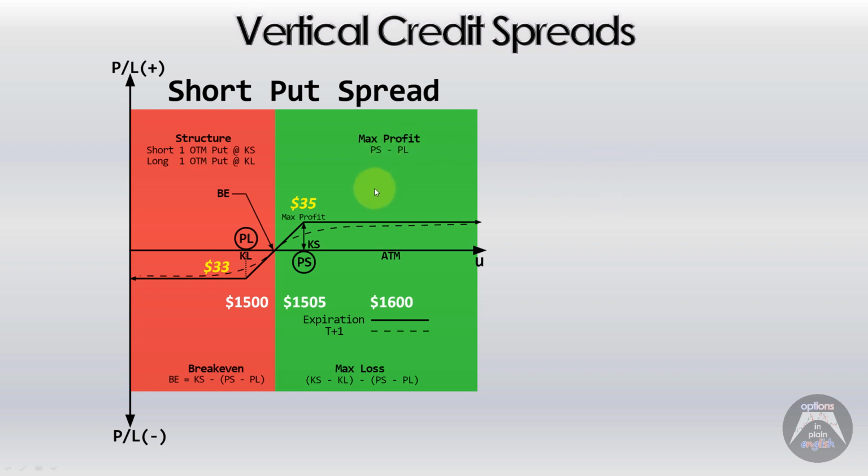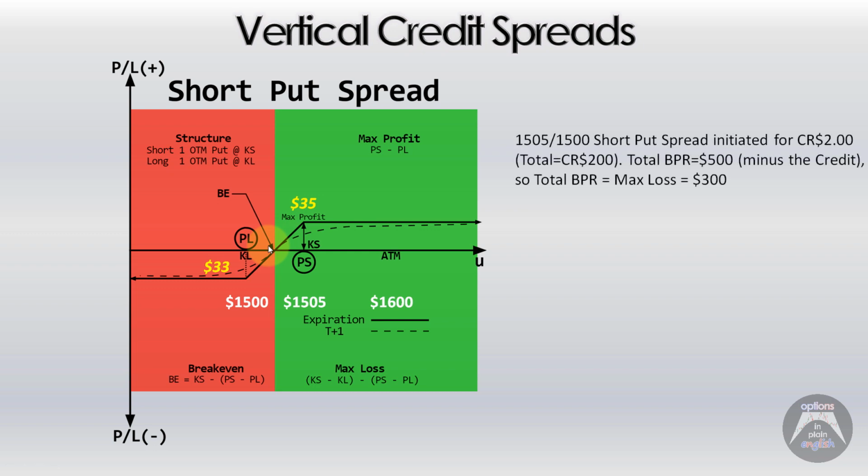So what we're going to do here is sell the put that's at the higher strike, and then buy the put that's at the lower strike price. So we're going to be selling this one, and we're going to be buying this one. Okay, so this is going to be the 1505/1500 short put spread that's going to be initiated for a credit of $2. So a total of $200 in credit, because it's 100 shares for every contract. The total buying power reduction is going to be $500, but we got a credit when we initiated the position. So it's $500 minus the credit.